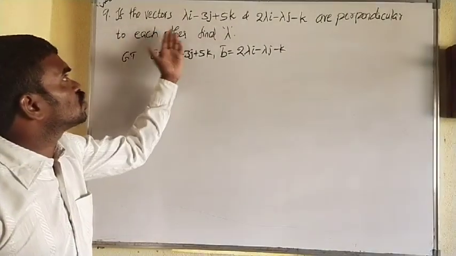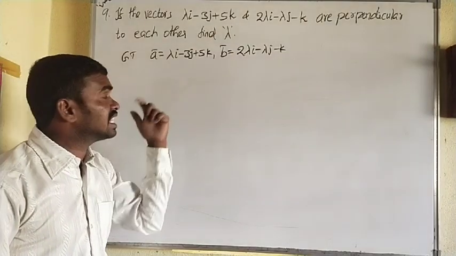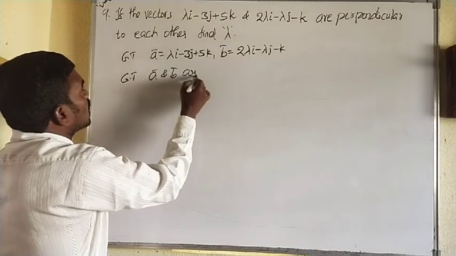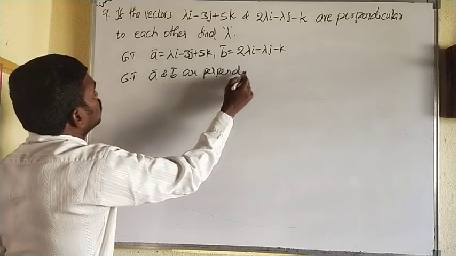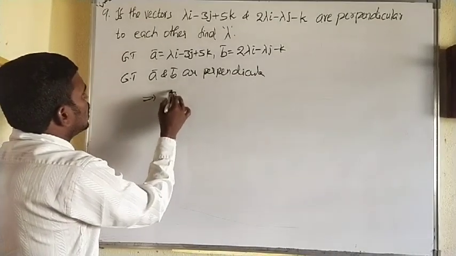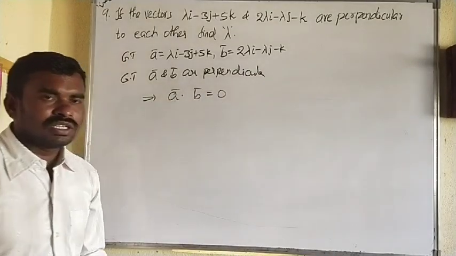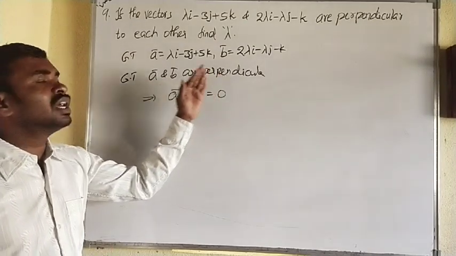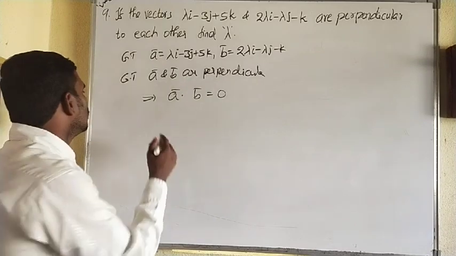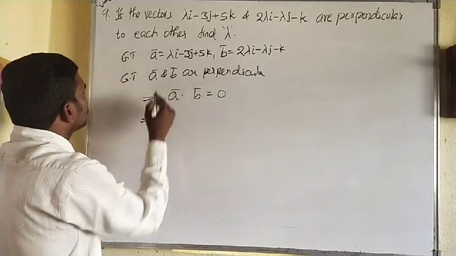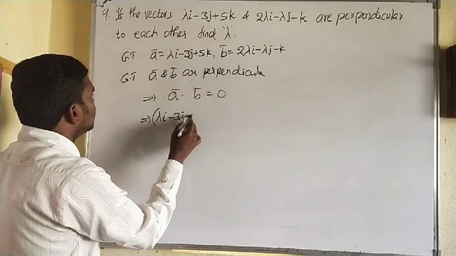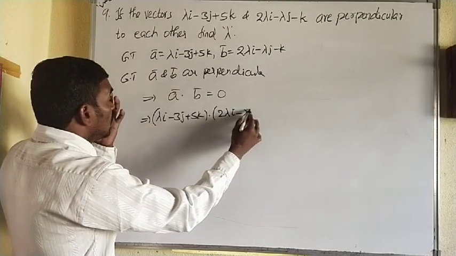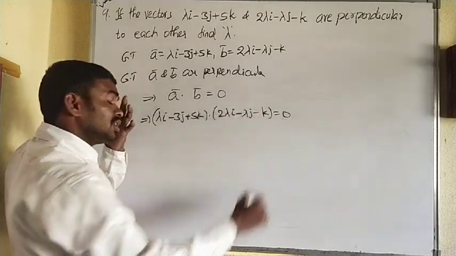Given that A and B are perpendicular to each other. Perpendicular means what? A dot B equal to 0. If A and B are perpendicular, then we can take the condition A dot B equals 0. So A dot B: A is lambda i minus 3j plus 5k, dot B, which is 2 lambda i minus lambda j minus k, is equal to 0.